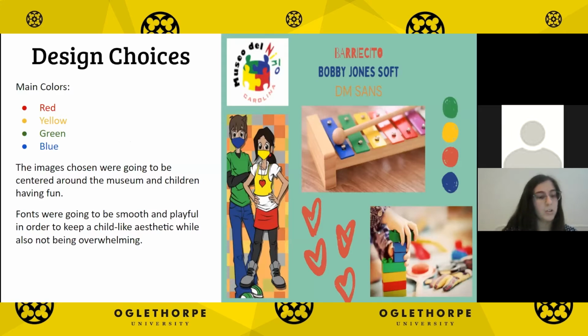The main colors for the website are going to be primary colors such as red, yellow, green, and blue. The images chosen are going to be centered around the museum and families with younger kids having fun. This would advertise to the parents that it is a fun environment for the whole family. In terms of text, the fonts are going to be smooth and playful in order to keep a childlike aesthetic while also not being too overwhelming.